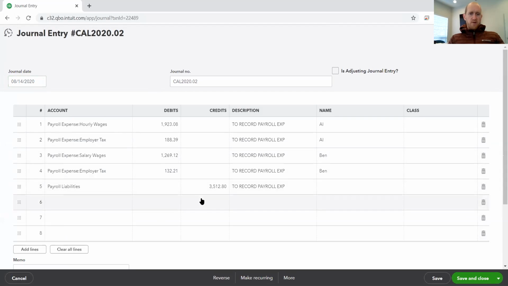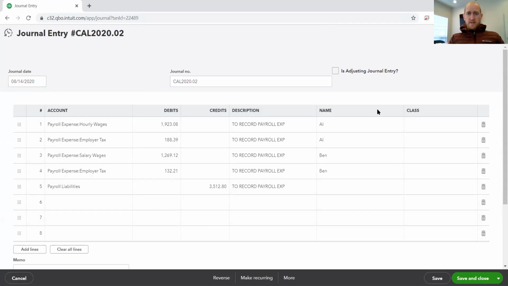Remember, just one payroll liability. Don't try to break it out between taxes on the balance sheet, because those go away as soon as that bank feed hits the bank account, and that happens so quickly after the payroll that you would just be making huge journal entries one after the other for no reason.